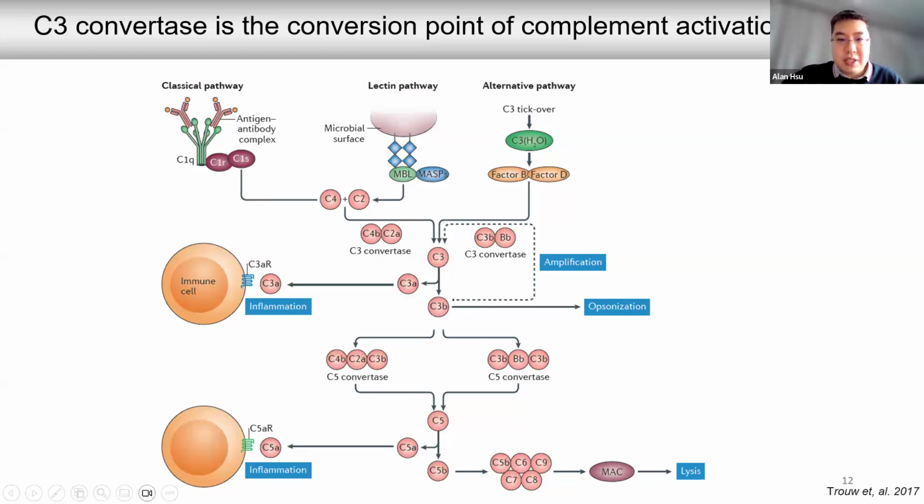So as you can see from this diagram, C3 is the central hub of complement activation. Thus, the way to control it in our bodies is that we usually just shut down the availability of C3, or we inhibit the amplification. So CD55 is one such protein that inhibits the C3 convertase formation by kicking away Bb.